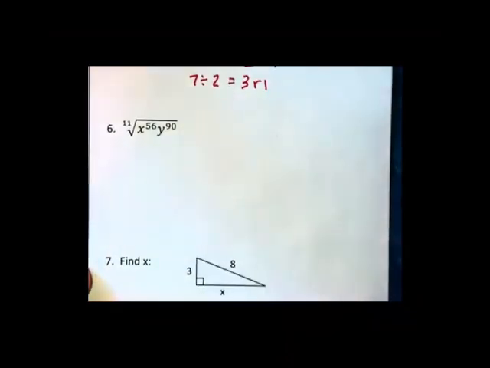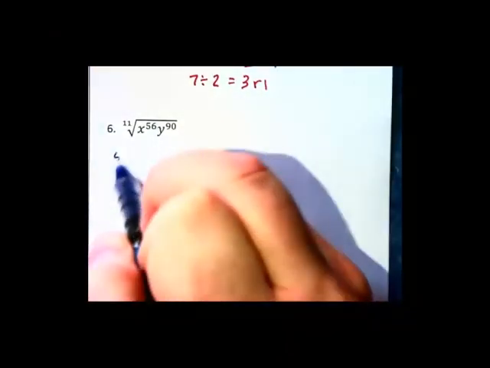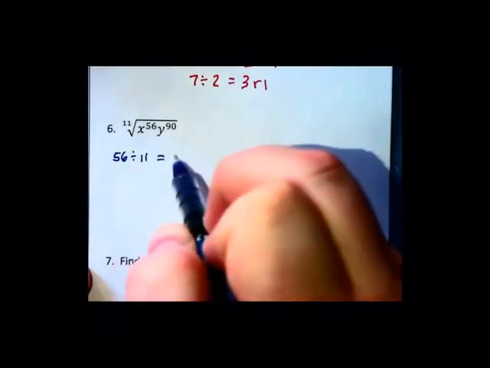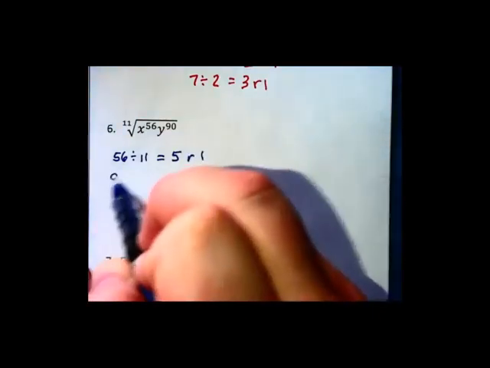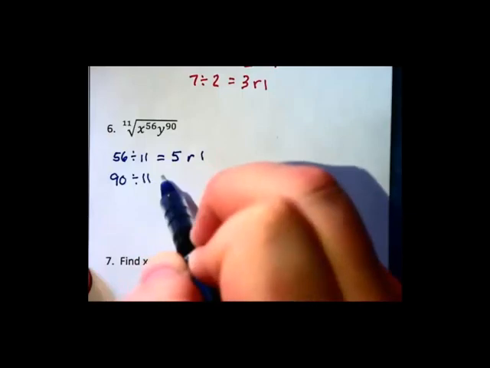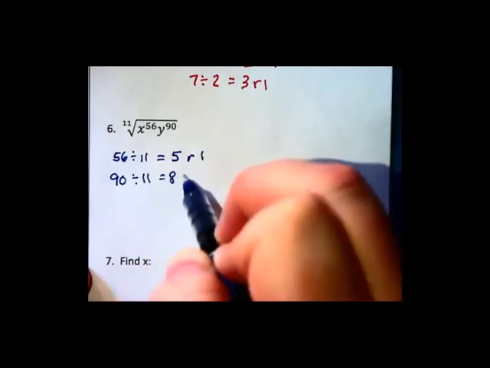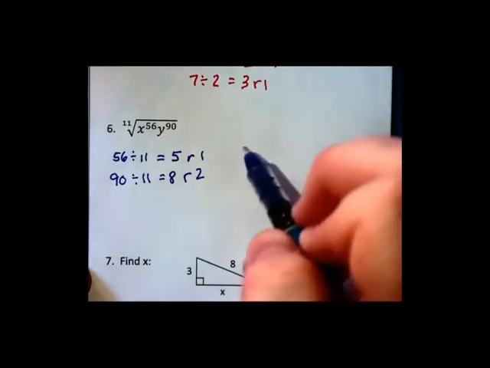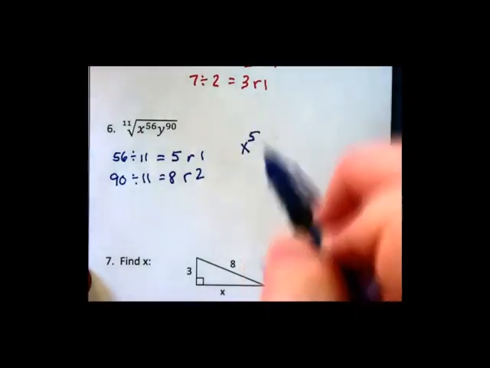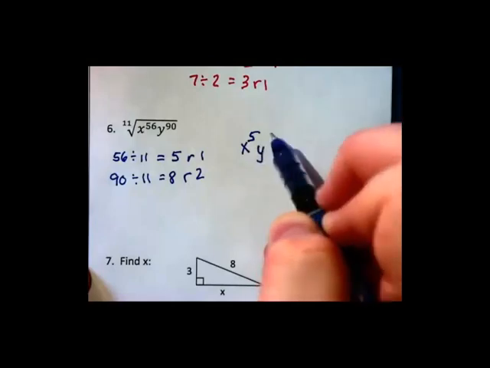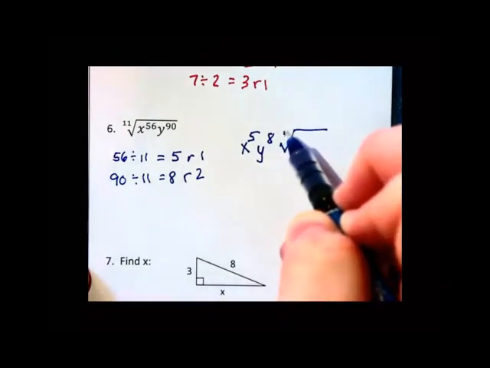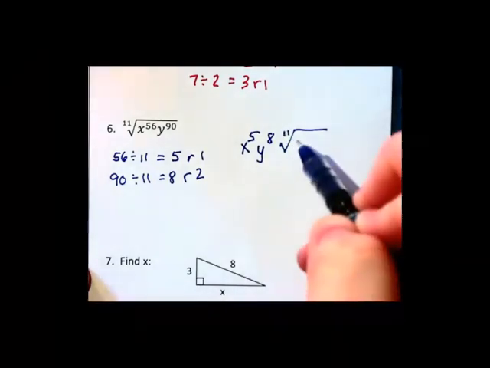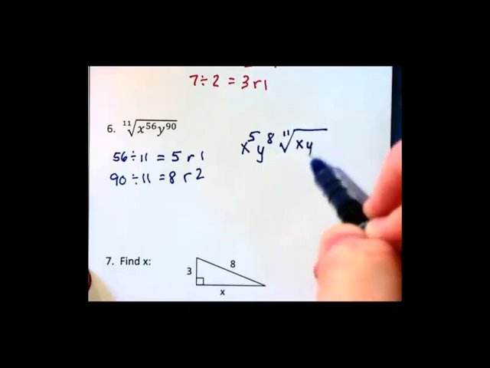For number 6, we have an 11th root. So we're going to take our 56 divided by 11. That goes in 5 times to make 55 with a remainder of 1. And then we're going to take our 90, divide that by 11. We know 11 times 8 is 88, so we're going to have a remainder of 2. So we're going to have 5 x's coming out, that's x to the 5th. We're going to have 8 y's, that's y to the 8th coming out. And then inside the 11th root, I'm not going to forget my index on my answer, I'm going to have 1 x left over and 2 y's left over.